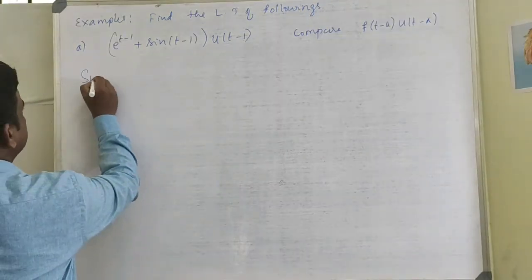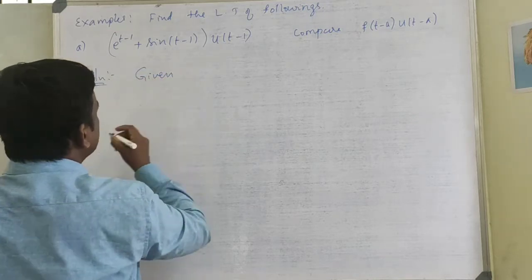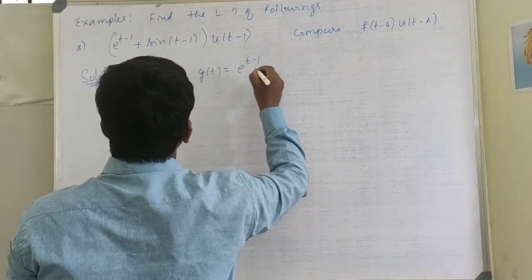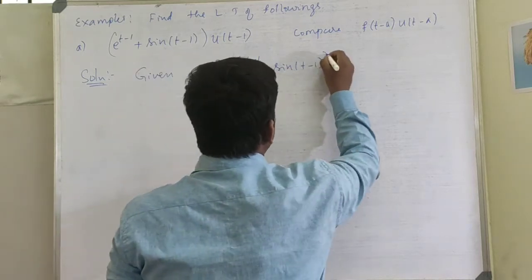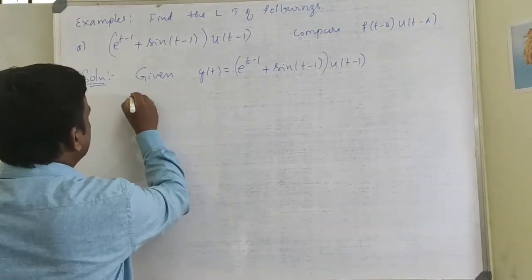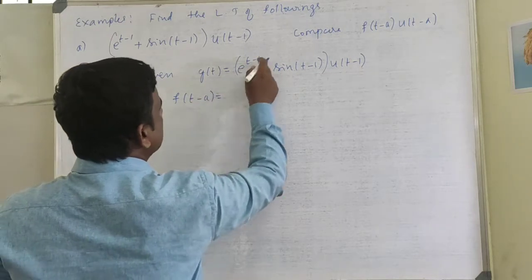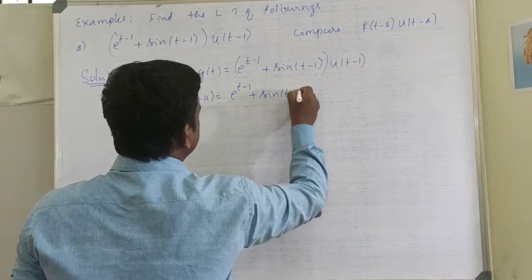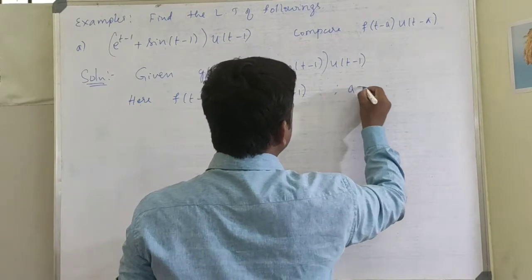So solution, given, I will call this g of t. So g of t equal to e power t minus 1 plus sine of t minus 1 into u of t minus 1. Here, f of t minus a equal to e power t minus 1 plus sine of t minus 1, and a equal to 1.